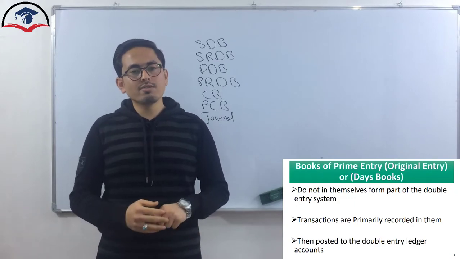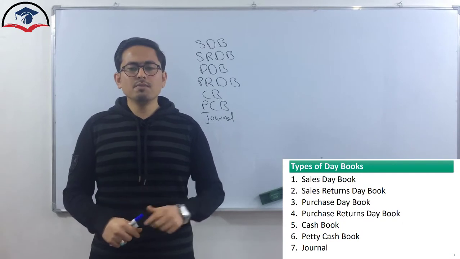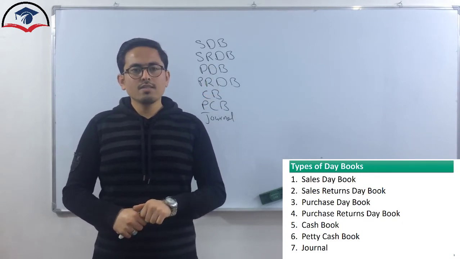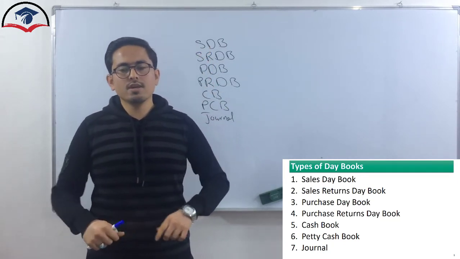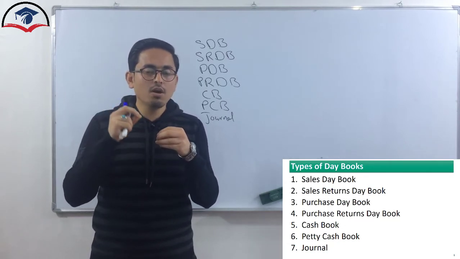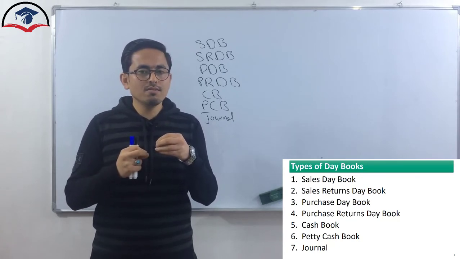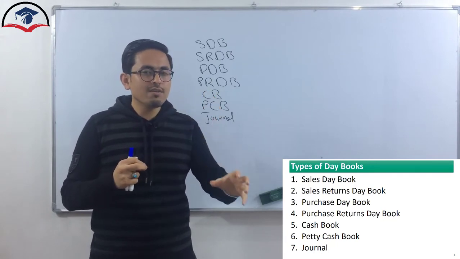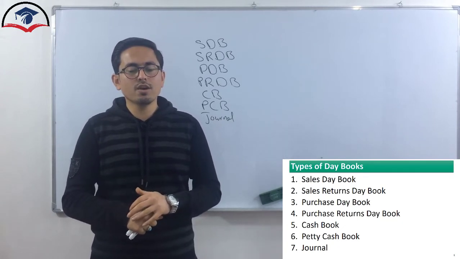That's why the books of prime entry exist. But there are 7 books of prime entry. First of all, the sales day book, mostly abbreviated as SDB. The sales day book is used to record the credit sales. Remember, only the credit sales. When you are doing credit sales, you will record them in the sales day book, and the total will be transferred by the double entry system to the relevant ledger account.